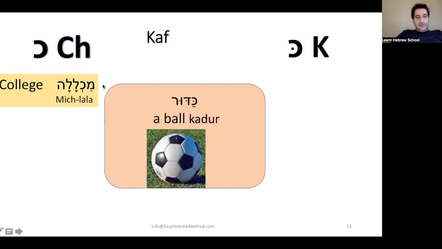Michlala is a college. I'll pronounce it slowly. Michlala, and at normal speed, michlala. It's a chaf. The letter is kaf, but it's pronounced chaf because there's no dagesh in the kaf. There's a dot underneath the mem for the E sound. Michlala. The T-shape symbol underneath the lamed and the second lamed make the sound of a, and hey in the end. Michlala is a college. Michlala is feminine. Kadur is masculine. It will help us later in other lessons when we count or use colors.